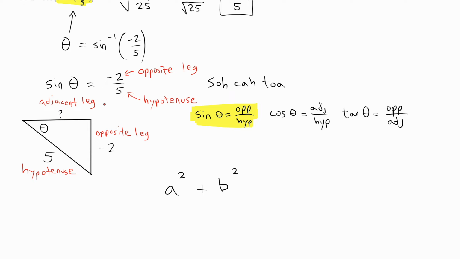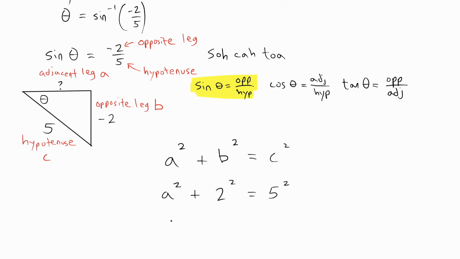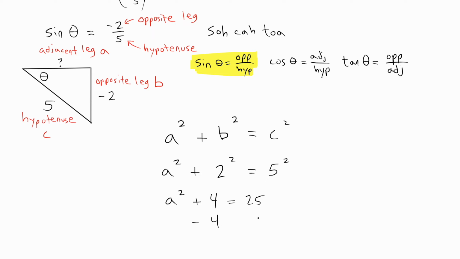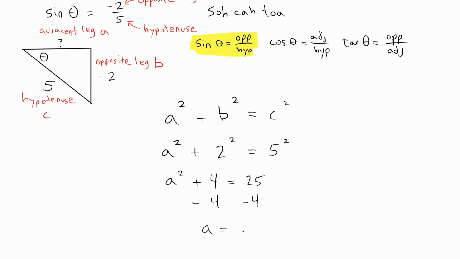So I'll call this adjacent leg A, and the opposite leg could be B. If we do A squared plus B squared, that'll equal the hypotenuse C squared. So we'll plug in our lengths here. The negative is only really relevant to the sine calculation. We just need to know the size of the leg. So we find that A, the missing leg, is the square root of 21.